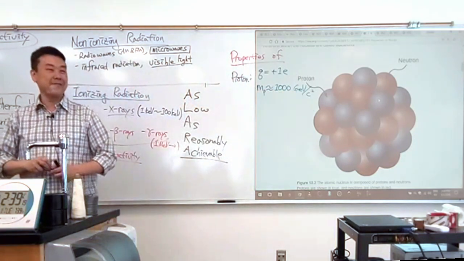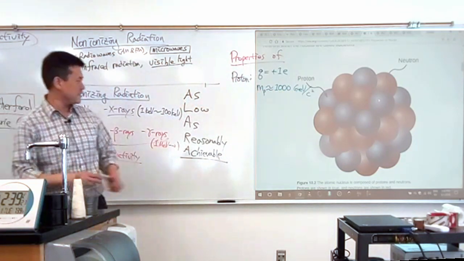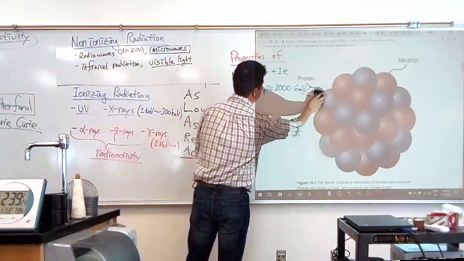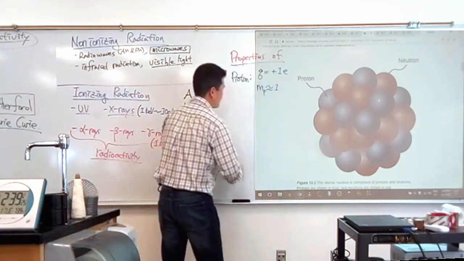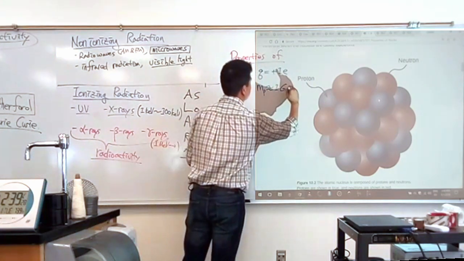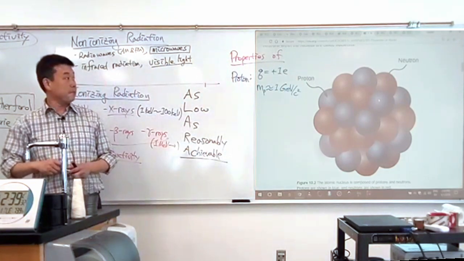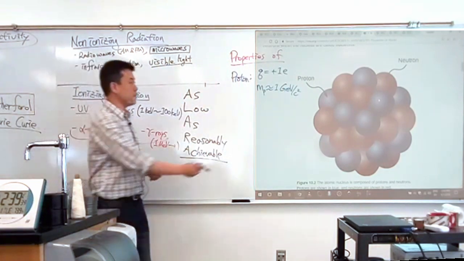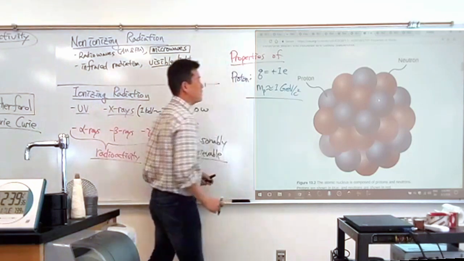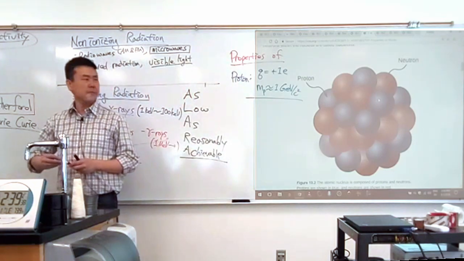1000 GeV per c squared. That's the unit I have memorized. 1000 GeV, that's not right. It's about 1 GeV or 1000 MeV. So let me just write it as 1 GeV per c squared. That's the mass of the proton. All right. So that's proton. You know it exists because that's at the core of the hydrogen atom.